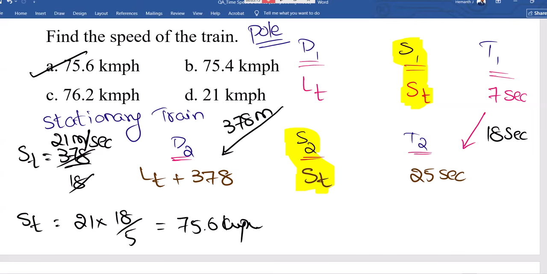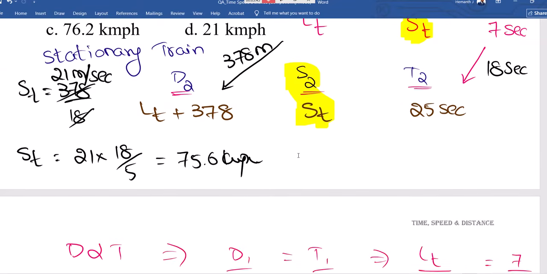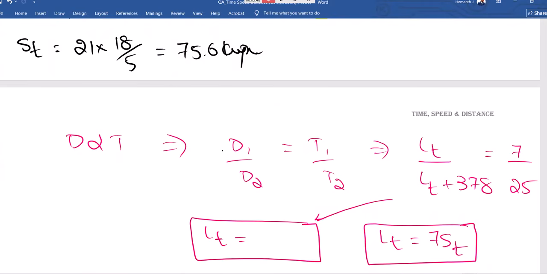This is the direct method, where same train, extra distance 378, extra timing 18 seconds. Very good. Whereas on the other side, okay sir, I am not getting this clue in the exam. No problem. Two equations, two unknowns: L and S. D equals S into T, distance is speed into time. Using that, we get two equations, two unknowns. Solve in any way. What I'm doing is, since speed is constant in this question, I use distance is directly proportional to timing. From that we calculate the length of the train, and the length of the train is 7 times the speed of the train.